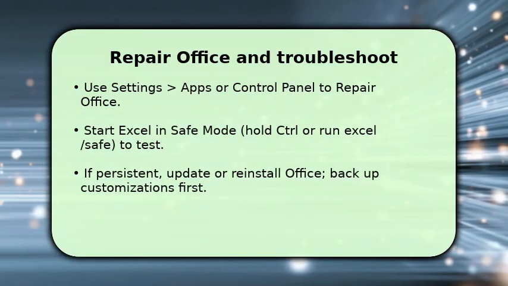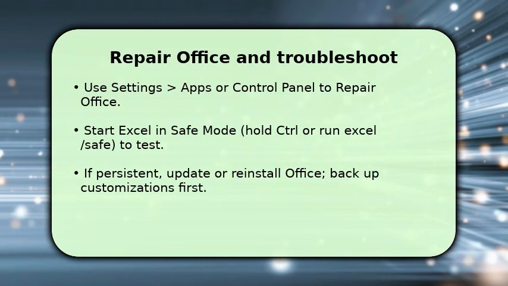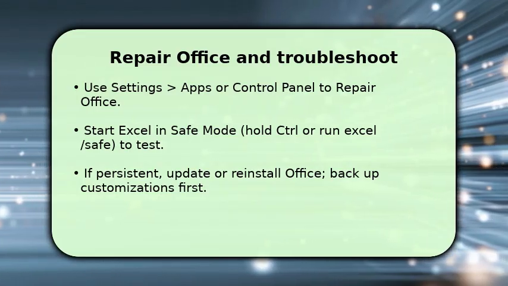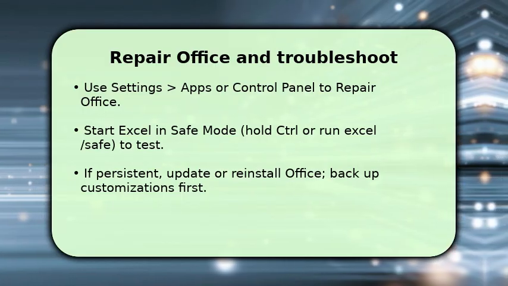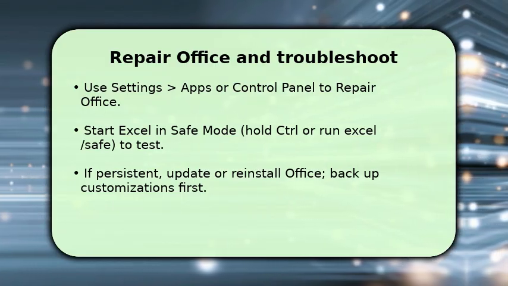Finish by repairing or isolating the problem when settings changes fail. Use Windows Settings or Control Panel to run a quick or online repair for Office. This restores corrupt program files that break the menu.